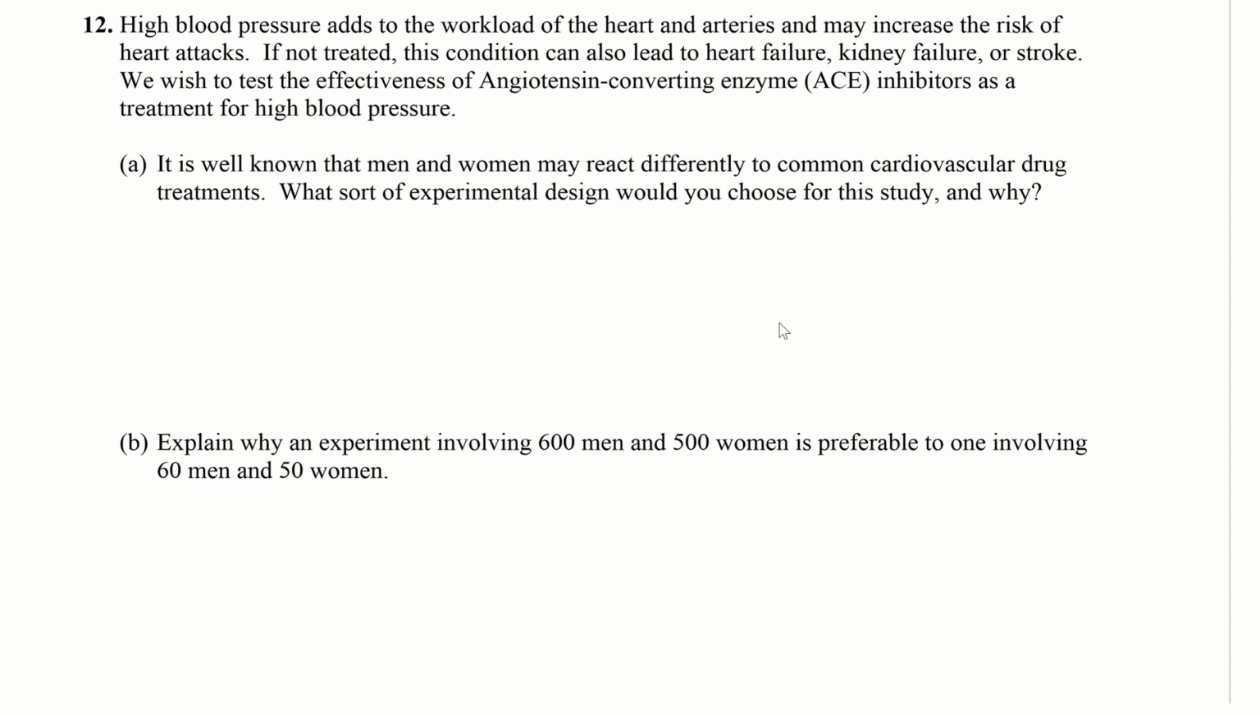So if it's well known that men and women react differently, then you're going to need to block by gender to reduce the variability. Since we know that they react differently, we're going to break them up into groups and block them by gender. If we're going to block, that means the experimental design we're using is a randomized block design, with our blocking variable being gender, right? So I'm going to put block here.